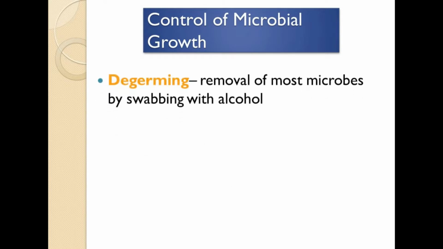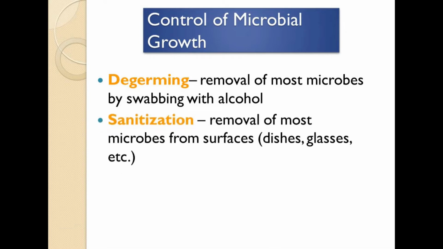Control of microbial growth. We also have another term, degerming. What is the meaning of degerming? This is a removal of most microbes by swabbing with alcohol. Please take note: degerming is a removal of most microbes by swabbing with alcohol. Next is sanitization. This is a removal of most microbes from surfaces, just like your dishes, glasses, and many more. Diba we have a hand sanitizer? So this is also a sanitization.